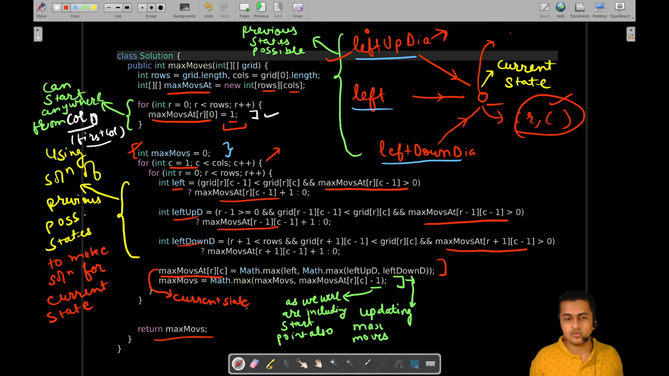As far as the time and space complexities are concerned, let's say there are R rows and C columns. There would be a total of R into C cells, so the time complexity would be R into C. Since we are using a 2D structure to store the states of all the cells, the space complexity would also be the same, R into C. So these are the complexities, and this is the approach and implementation.